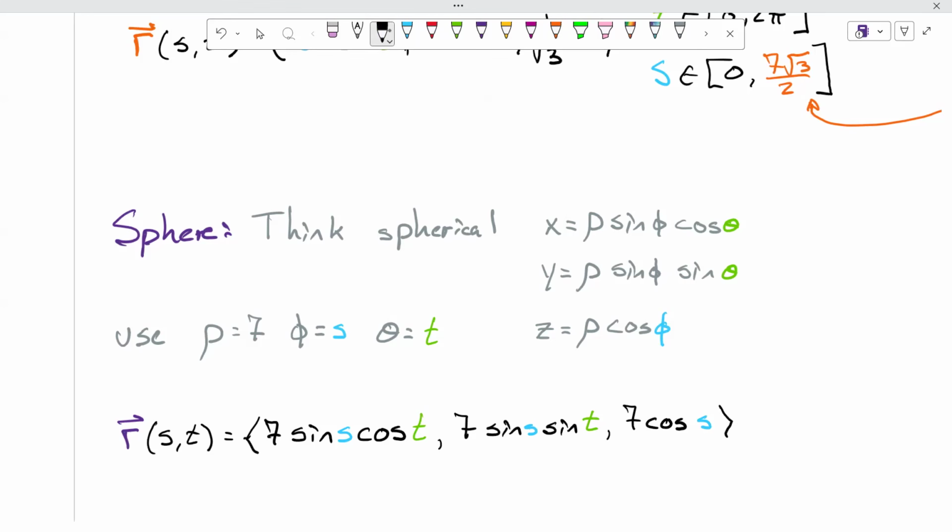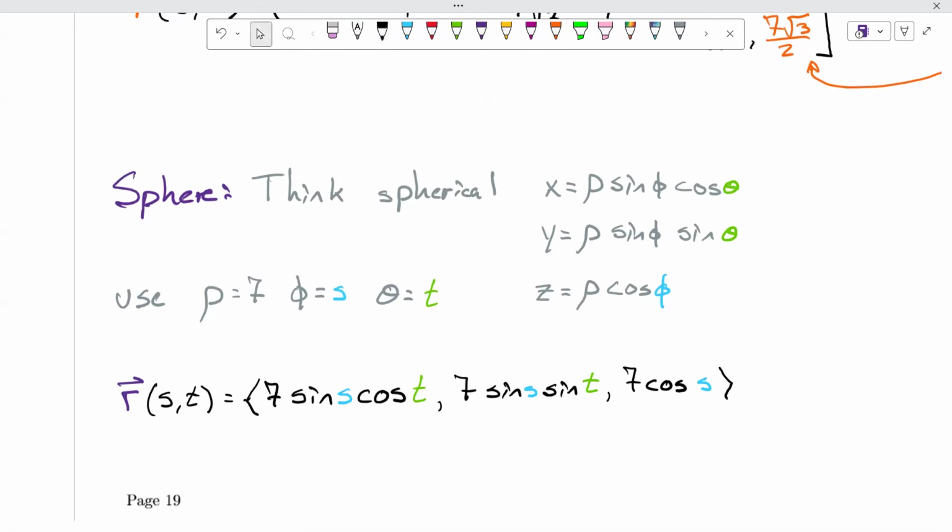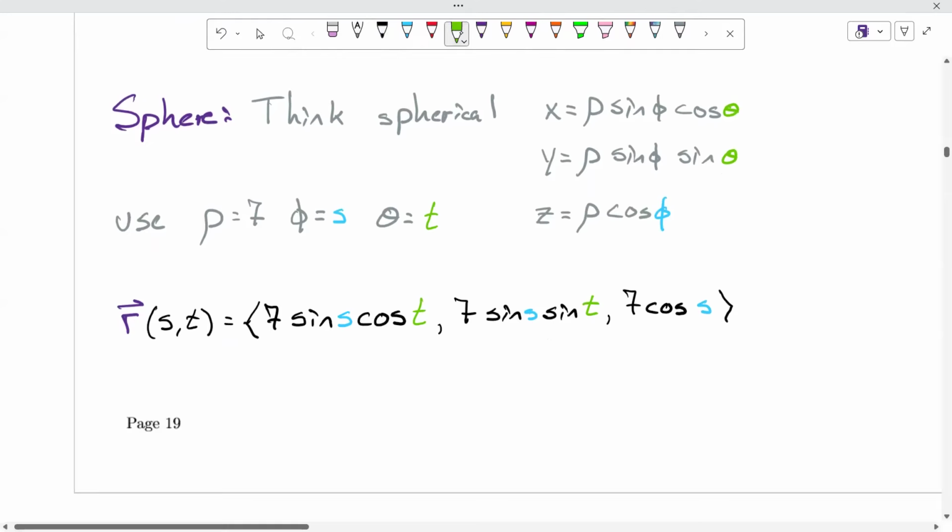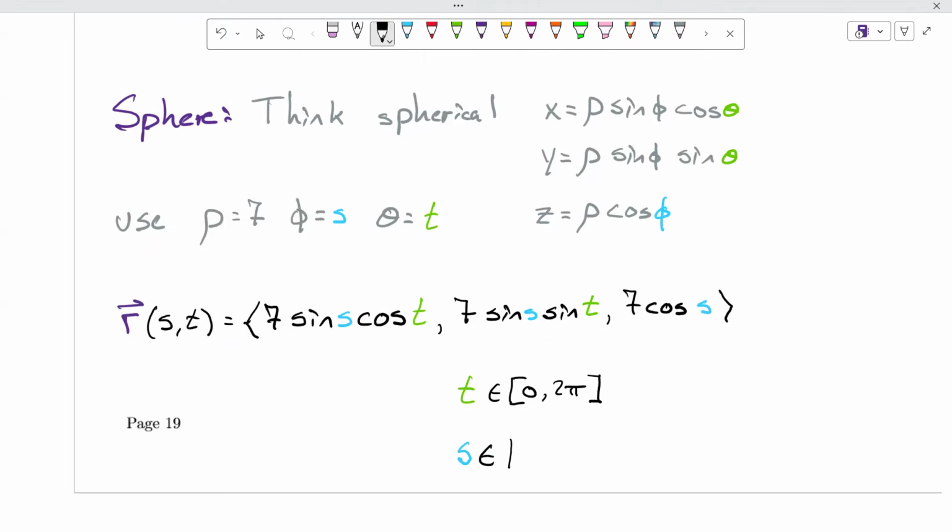And once again, I'll need some bounds for my parameters. There we go. T still is going to be in 0 to 2 pi. It's still theta. I still want to go all the way around. And S, which is now supposed to replace phi, is going to start off as being between 0 and pi.